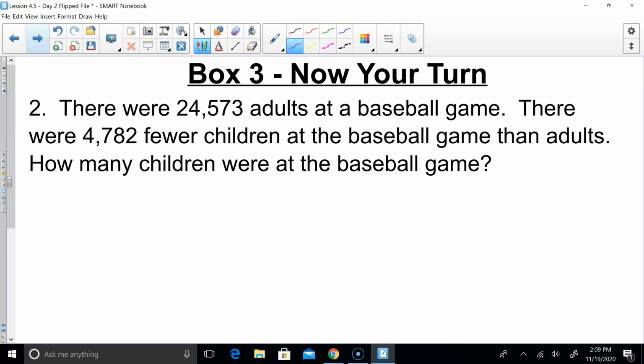And number 2, there were 24,573 adults at a baseball game. There were 4,782 fewer children at the baseball game than adults. How many children were at the baseball game? So you can pause that right now, read the problem again, and see if you can solve this one. Good luck.